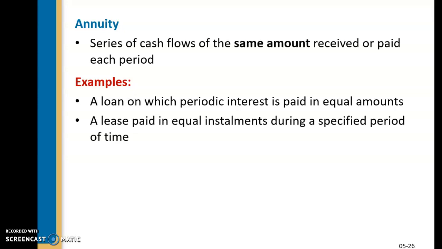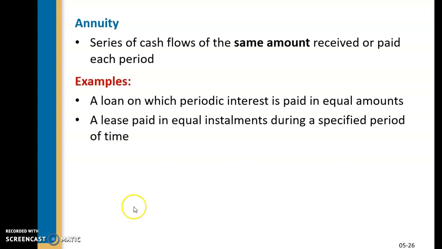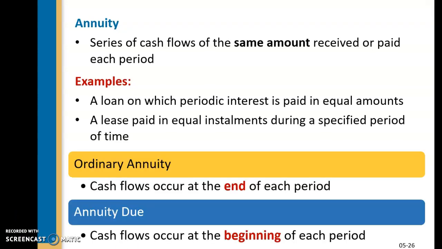An annuity is a series of cash flows of the same amount received or paid each period. Examples include a loan on which interest is paid in equal amounts, or a lease paid in equal installments during a specified period of time. So now you know the definition of an annuity.